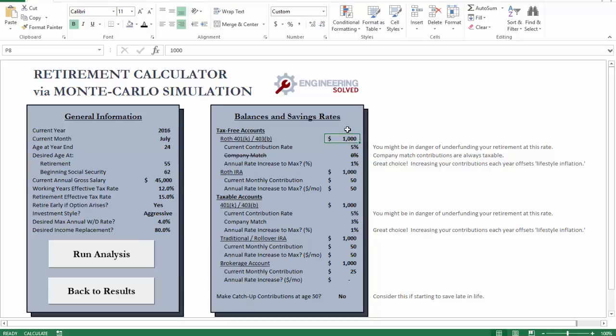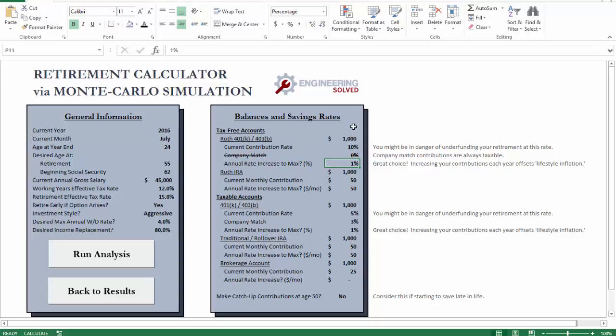Moving over to the balances, let's say you have $1,000 saved in a Roth 401k. Let's say your company offers that option, which is a nice option if it's available to you. Let's say you currently put in 10% a year. The company match, if the company provides a match, is always taxable. Always. Despite whether you put it in a taxable 401k or a Roth 401k, the match is always taxable. So keep that in mind. I've crossed that out and left it at 0 as a reminder.